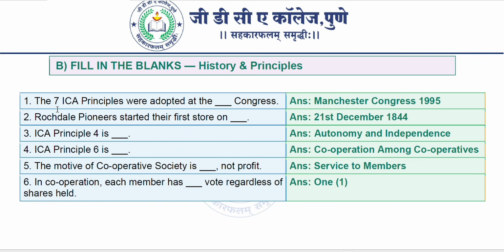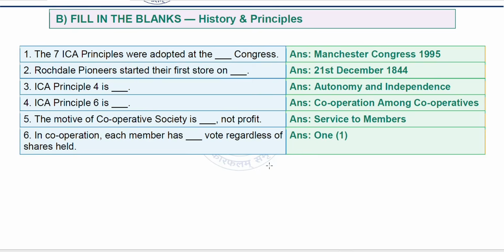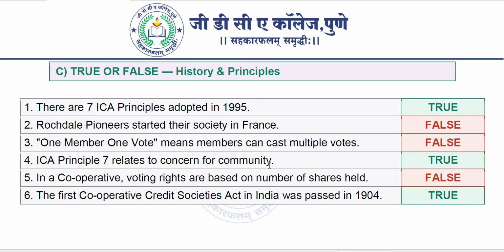Number 1, the 7 ICA principles were adopted at the Manchester Congress, 1995. Rochdale Pioneers started their first store on 21st December 1844. ICA's principle 4 is autonomy and independence. ICA principle 6 is cooperation amongst cooperatives. The motive of cooperative society is not profit, but service to members. In cooperation, each member has one vote regardless of shares held.